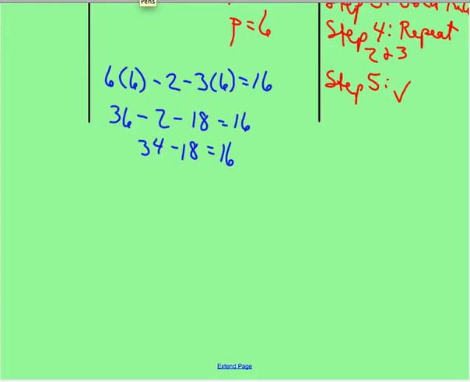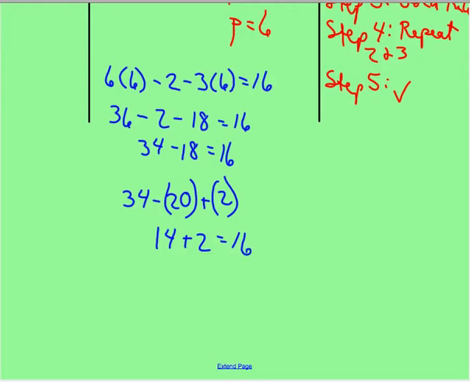So just to show you what I'm doing in my head, I don't ever write this down, but this is what I'm doing in my head. I like to subtract the 20 and then add the 2 back on. Actually, I've got my parentheses in the wrong spot. So 34 minus 20 is 14. Adding the 2 back on, I get 16, and it checks out.